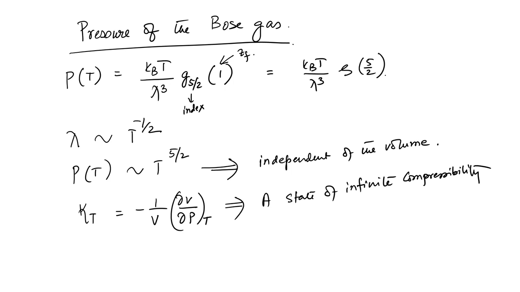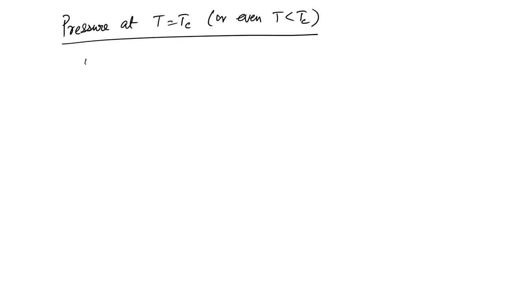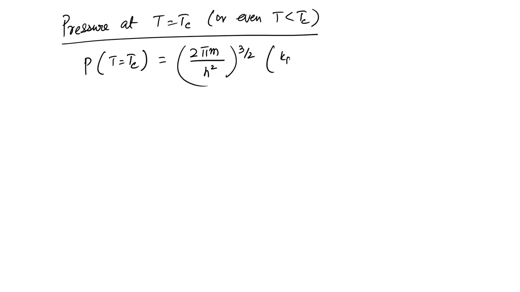Let us try to calculate the pressure at T equal to Tc or T less than Tc, it hardly makes a difference, because it is constant. So P at T equal to Tc is nothing but, substituting the expression for Tc which we have obtained earlier, kTc to the power 5 by 2 times the zeta function at 5 by 2.